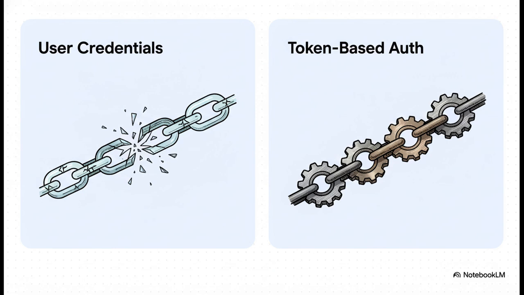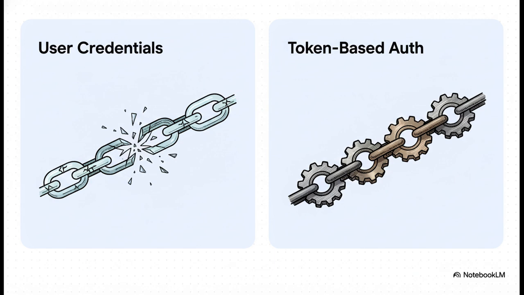On one side, you've got user credentials. This approach is so brittle. I mean, think about it. An employee changes their password because of a company policy, or maybe they get locked out of their account, and poof, your integration just breaks. But on the other side, TBA is robust. It's totally decoupled. The tokens are tied to the application itself, not to a person's password, which means your integrations keep running smoothly.